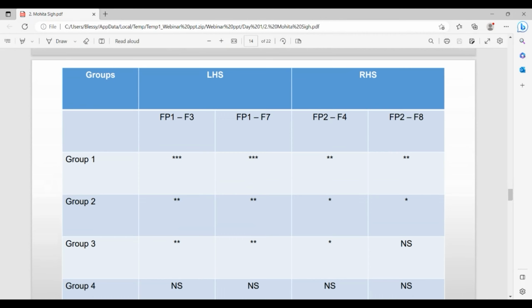So this was the beta activity in the left hemisphere and right hemisphere. All the activities were more in the left hemisphere in all the 4 groups at different levels of significance. For the left hemisphere, we chose the FP1 and F3 and FP1 and F7 electrodes, and for the right hemisphere, we chose the FP2 and F4 and FP2 and F8 electrode system. In group 1, the significance was higher and the significance decreased as the IQ scores decreased, but the activity was more pronounced in each group for the left hemisphere, and group 4 showed non-significant results in all the 4 leads in both right and left hemisphere.